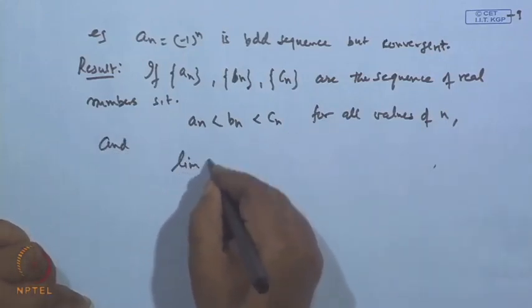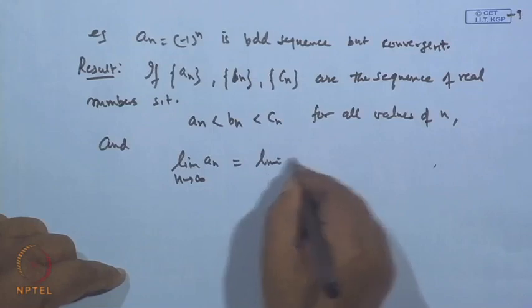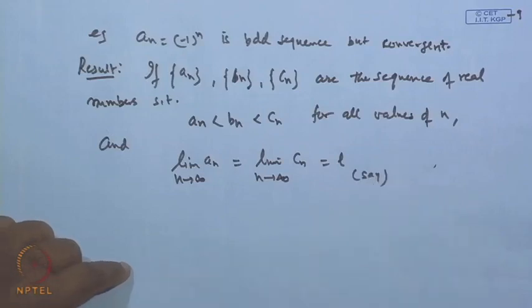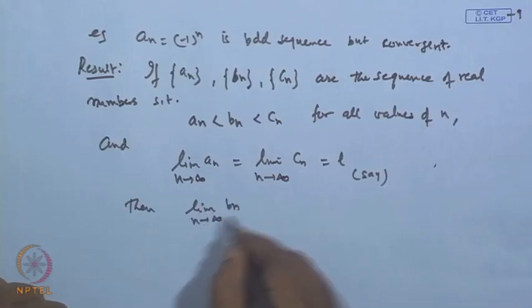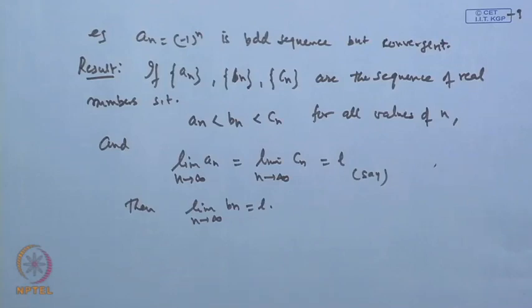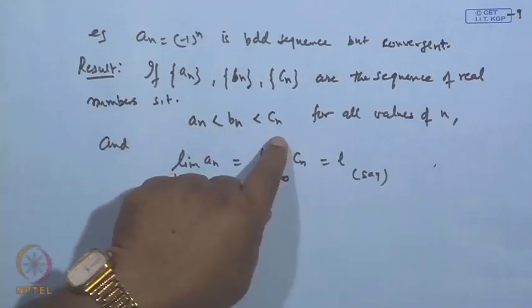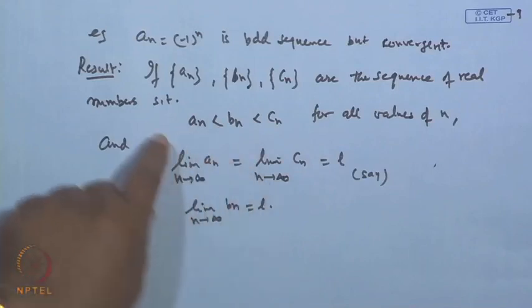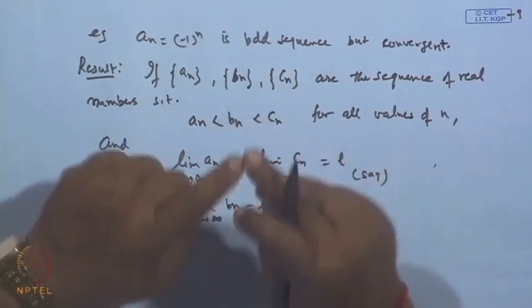Suppose the limit of A n as n tends to infinity is the same as the limit of C n as n tends to infinity, and suppose it is L. Then the limit of the sequence B n will also be L. This is the sandwich theorem: if you want to find the limit of the sequence B n, and we are able to identify lower and upper bounding sequences whose corresponding terms satisfy this condition, and if the left hand sequence and right hand sequence converge to the same limit, then the middle sequence will also converge to the same limit.